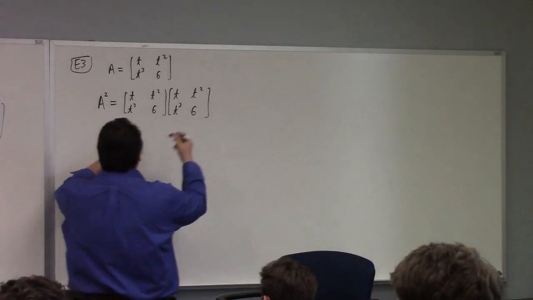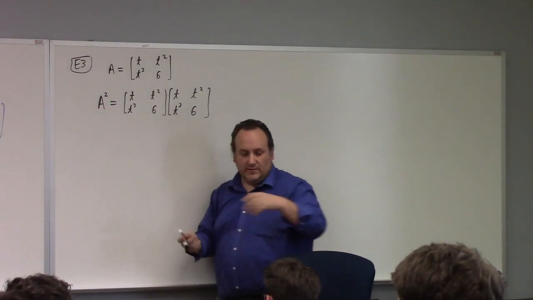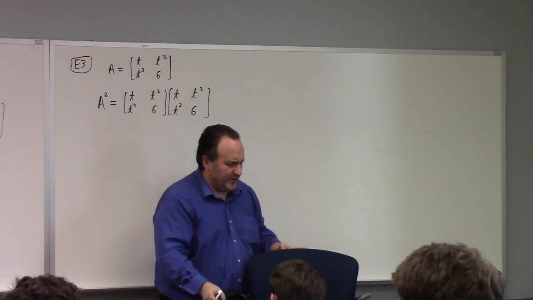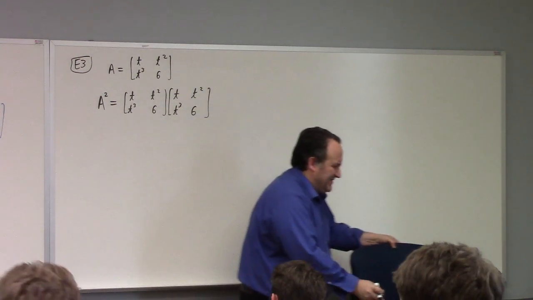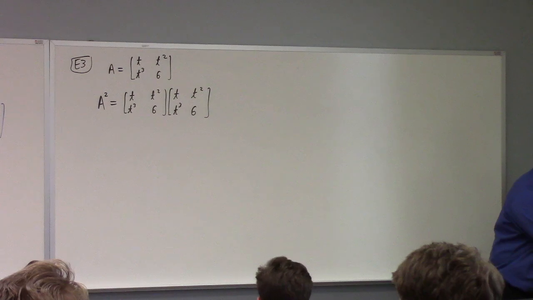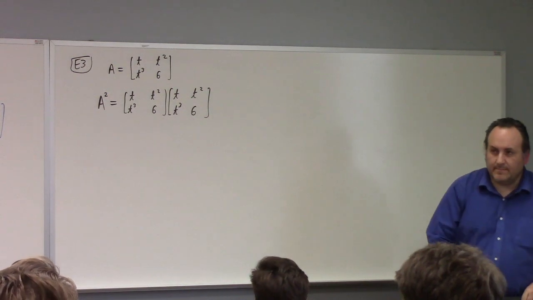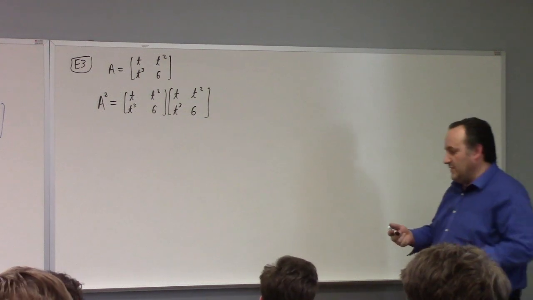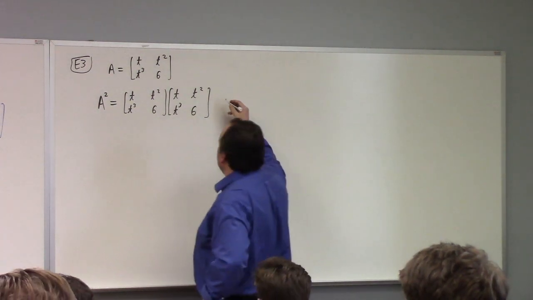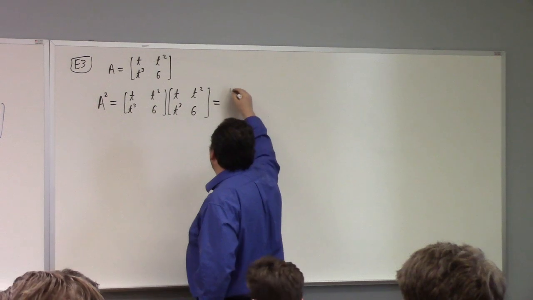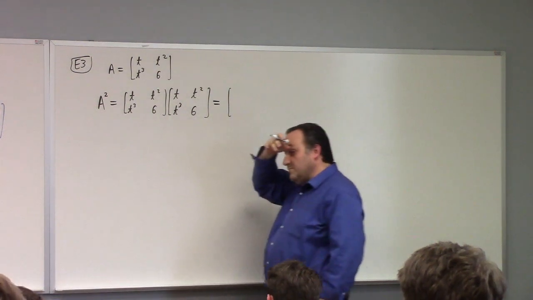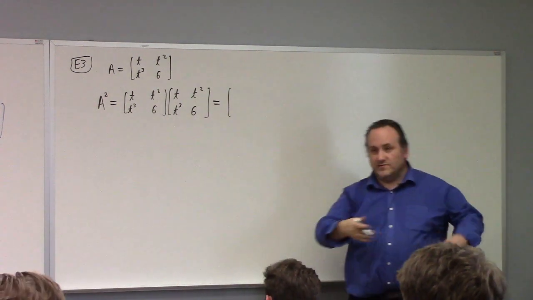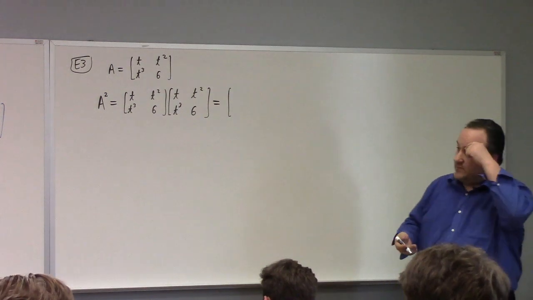Now this is a 2 by 2 times a 2 by 2, right? And a 2 by 2 matrix has another name. What do we say about this matrix? It's a square matrix, right? So the product of two square matrices is again a square matrix. And so of course we can calculate A squared. We can put formulas into the matrix and still do all the usual algebra like I'm doing right here.